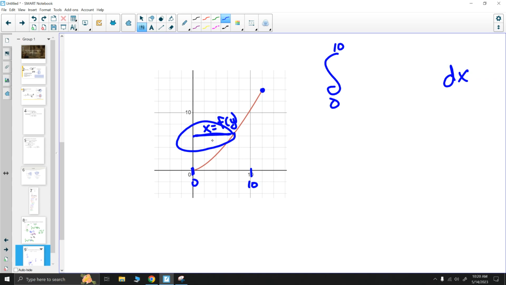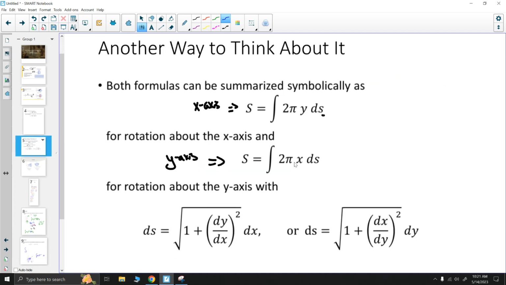So the circumference would be 2 pi times r, which in our case is x or f of y, but we prefer x because we're doing it in dx. So 2 pi x square root 1 plus our function's prime. But essentially, again, if we go back to this here, we want our ds, and we can choose between dy dx or dx dy depending on our situation.